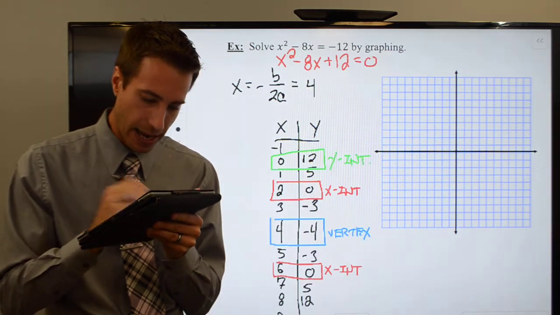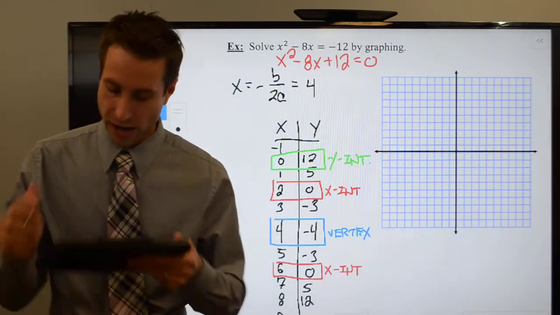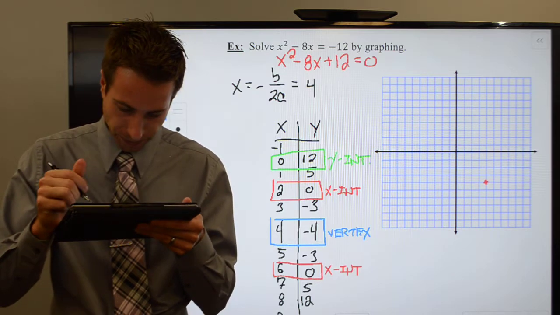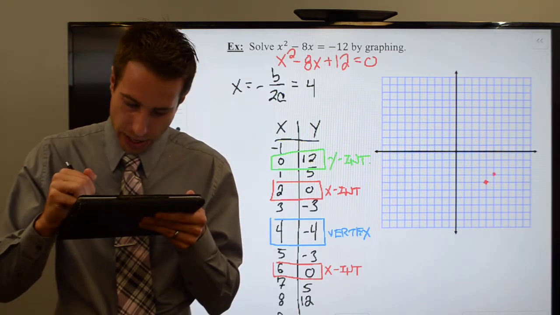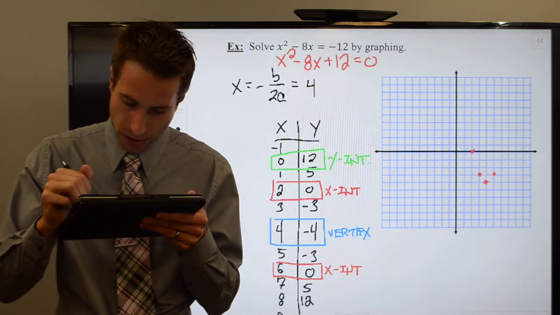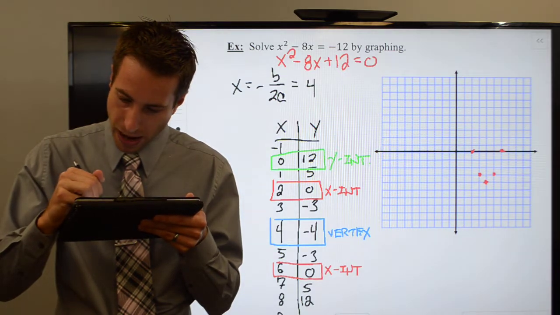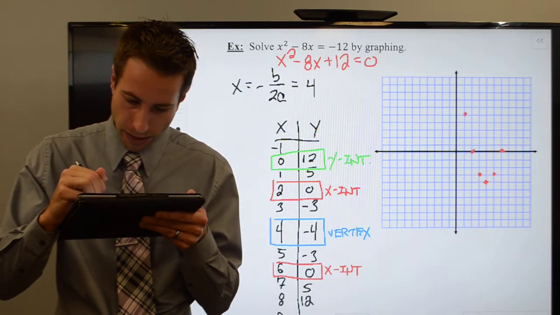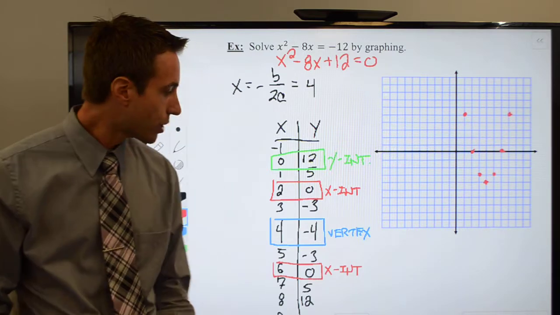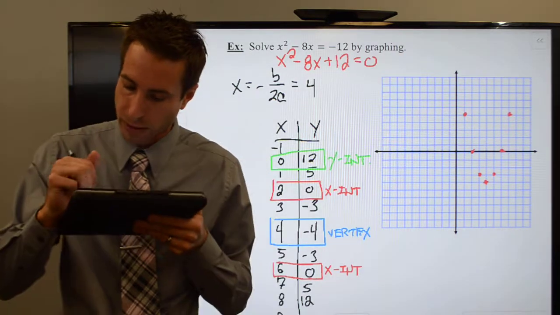All right, let's go ahead and plot these points and see what our graph looks like. My vertex is at 4, negative 4. 1, 2, 3, 4, right there. Then I'm at 5, negative 3 and 3, negative 3. Then I'm at 2, 0 and 6, 0. I would then be at 1, 5, and 7, 5. And those are the only points that fit. My next point is 0, 12, which actually doesn't fit on the coordinate plane I've given you.